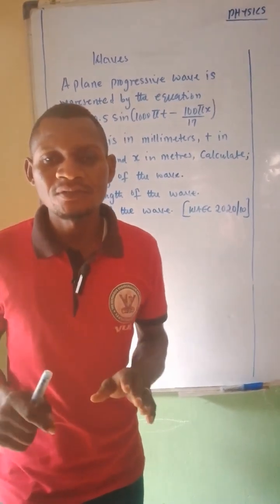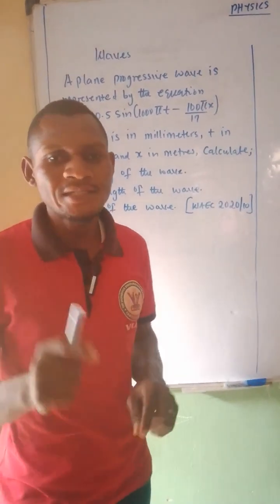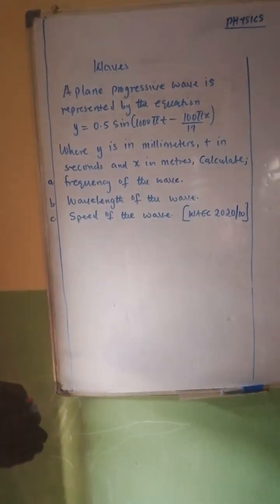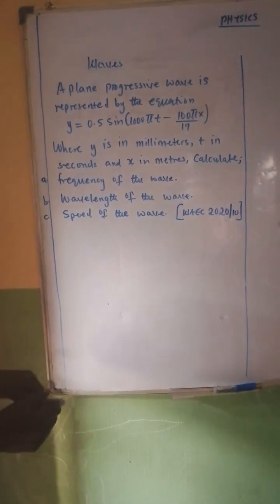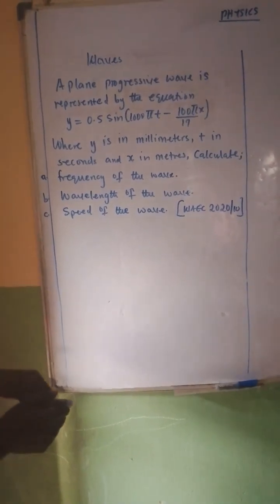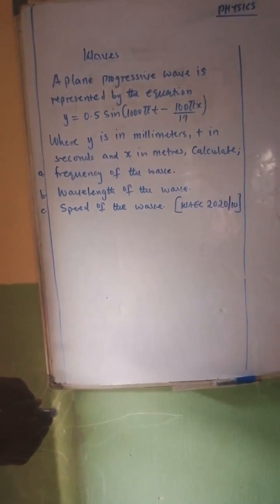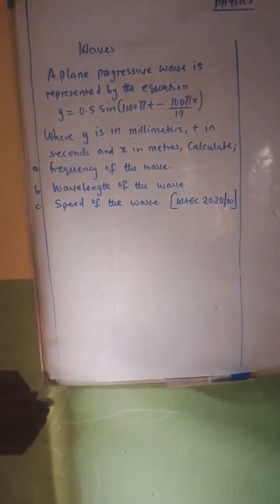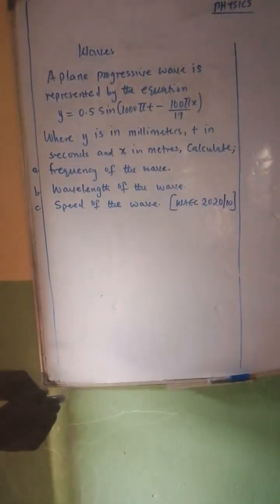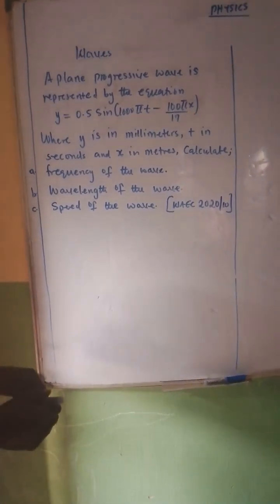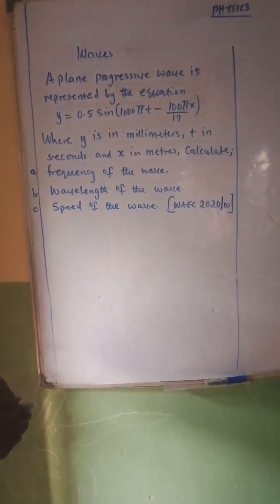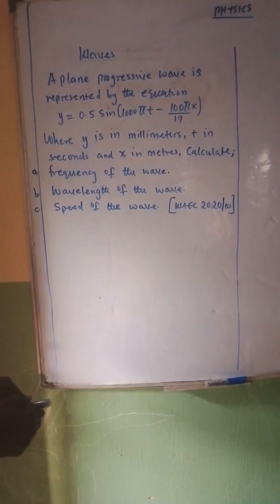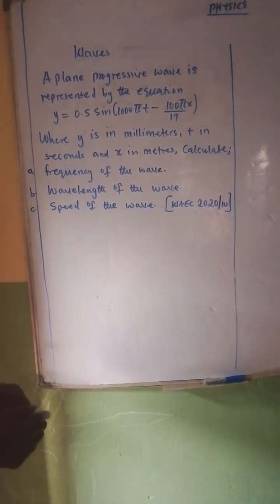I'm going to solve a question on waves. And this is the question. The question reads: a plane progressive wave is represented by the equation y equals 0.5 sine of (1000 pi t minus 100 pi x over 17), where y is in millimeters, t is in seconds, and x is in meters. Calculate A, the frequency of the wave, B, the wavelength of the wave, C, the speed of the wave.